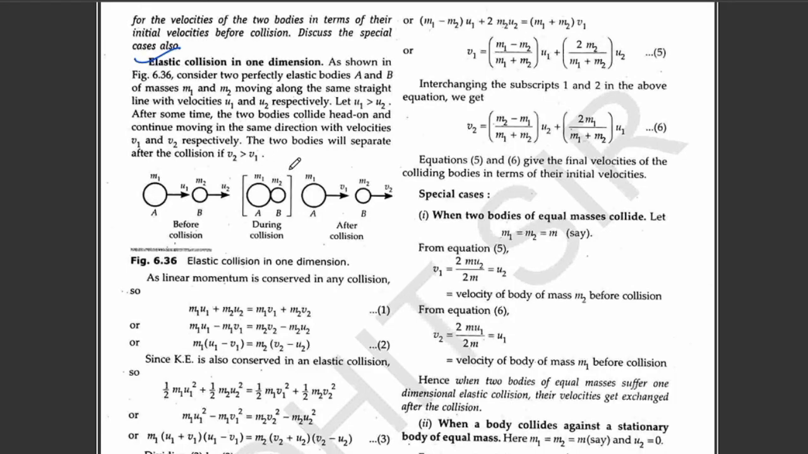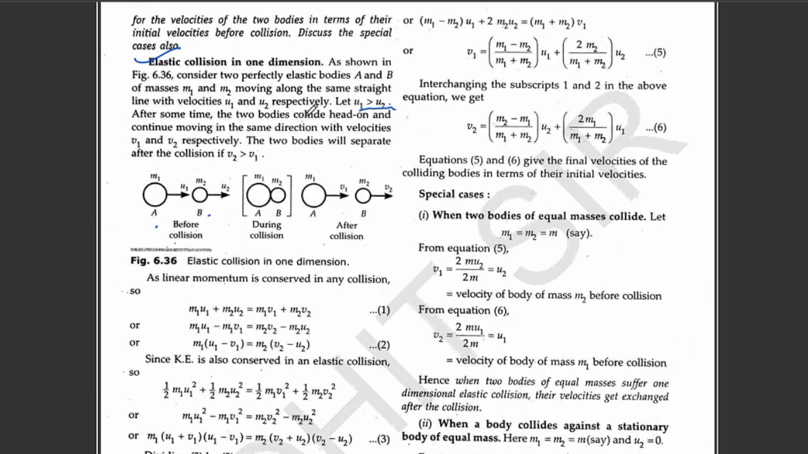Elastic collision in one dimension. Consider two perfectly elastic bodies A and B, whose masses are m1 and m2, and they are moving with velocities u1 and u2. Let u1 be greater than u2.